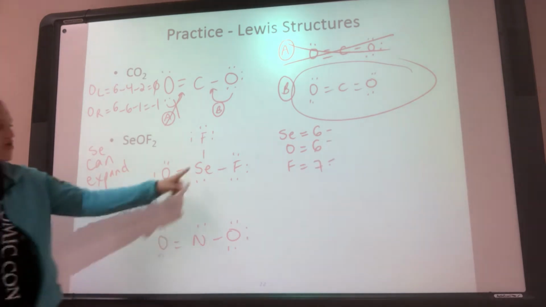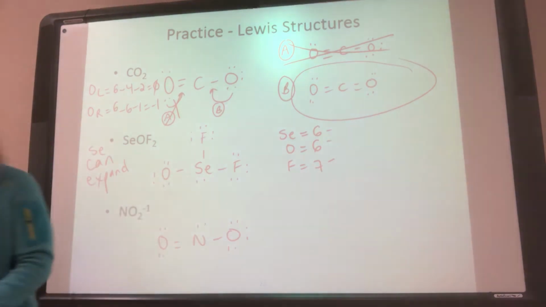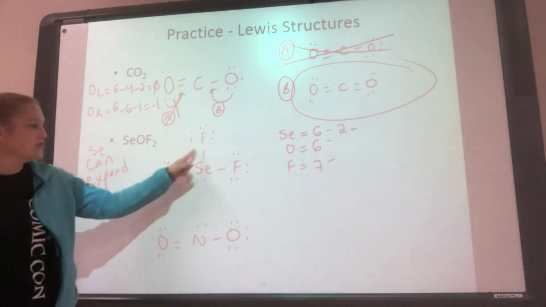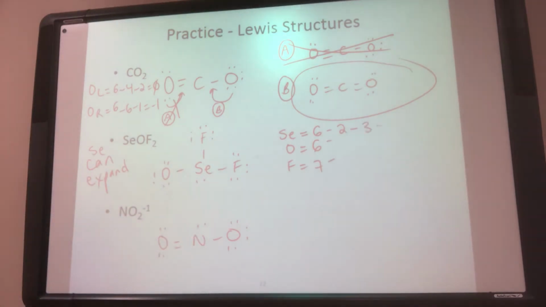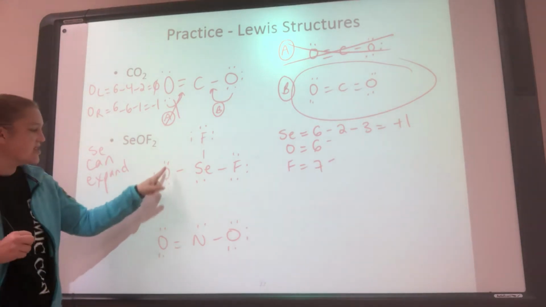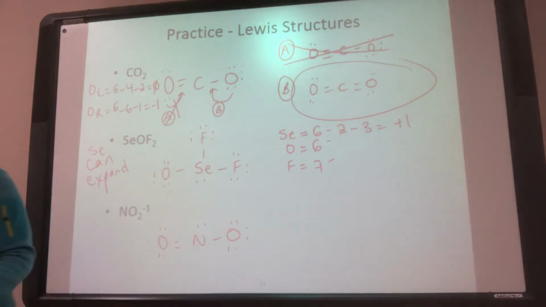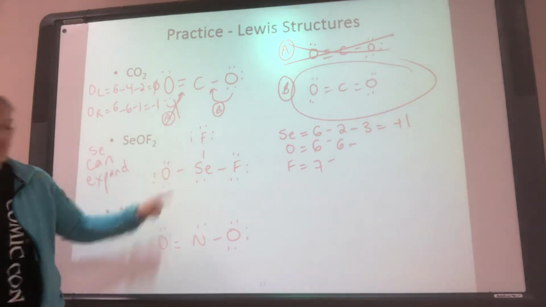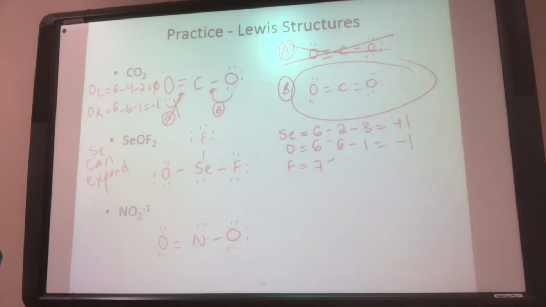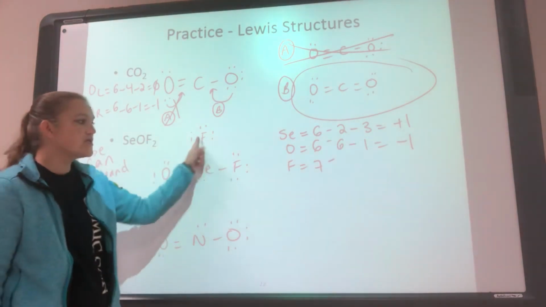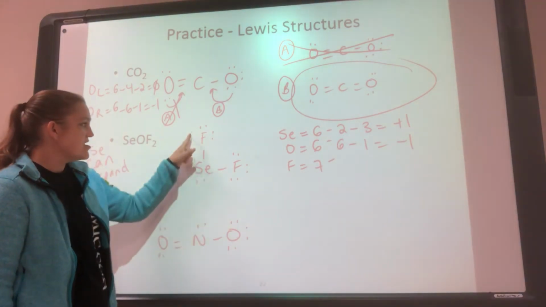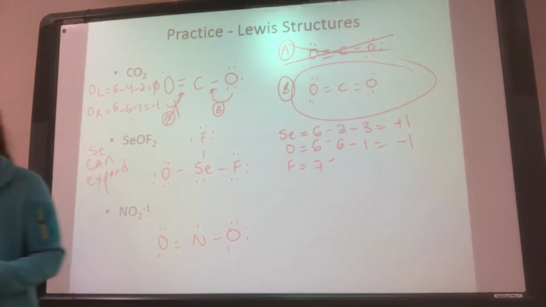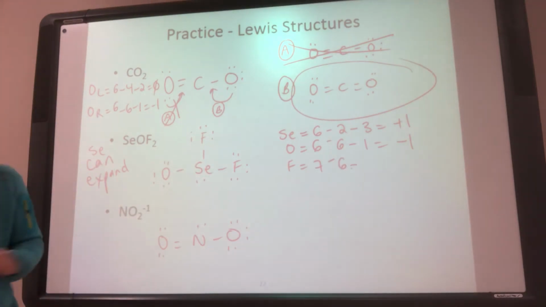All right, how many electrons are sitting on Se? 2. How many bonds? 1, 2, 3. So he has a +1 formal charge. Let's look at the oxygen. He has 1, 2, 3, 4, 5, 6 sitting on him and 1 bond. So he has a -1. Fluorine. Both fluorines are the same, so we don't have to do it twice. He has 1, 2, 3, 4, 5, 6 sitting on him, and then 1 bond.